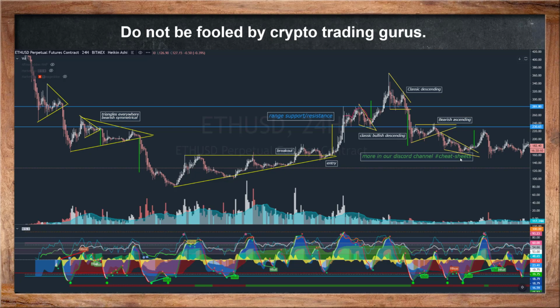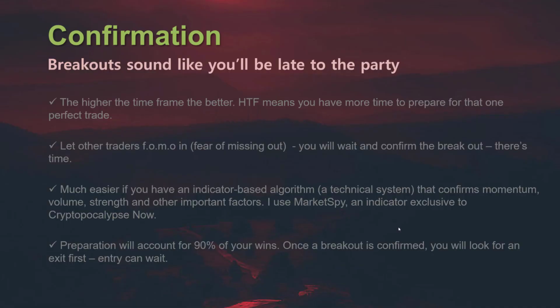But the truth of the matter is that there's a very simple rule set to these patterns, all of these patterns, and how to trade them, and I'm going to show you how. There's no complex math behind it.